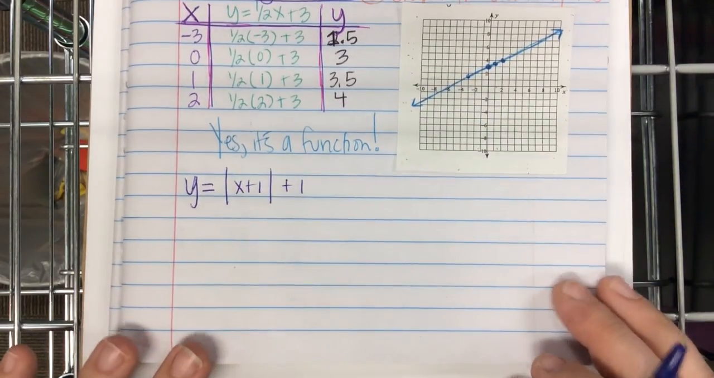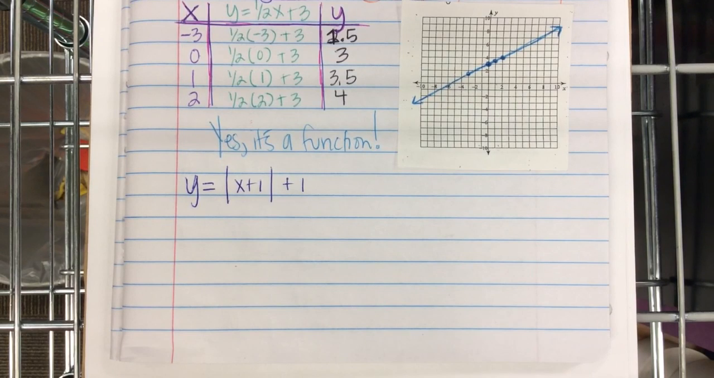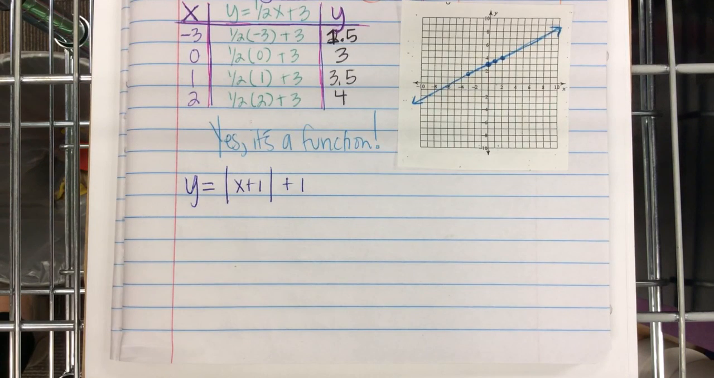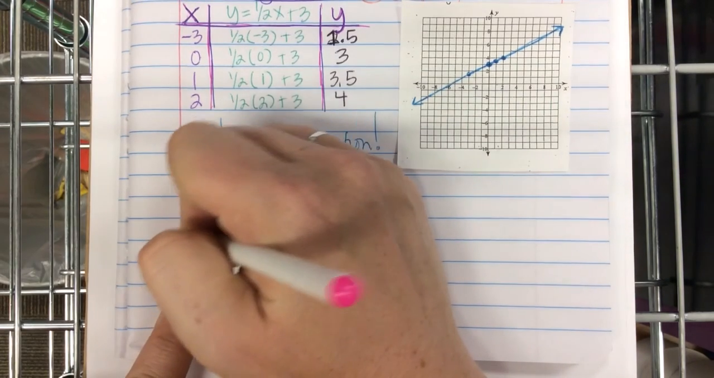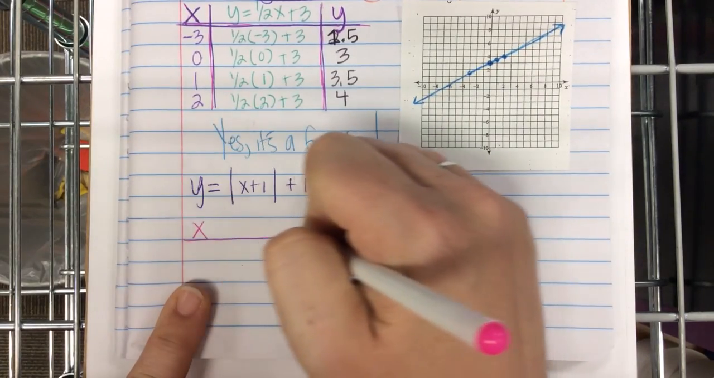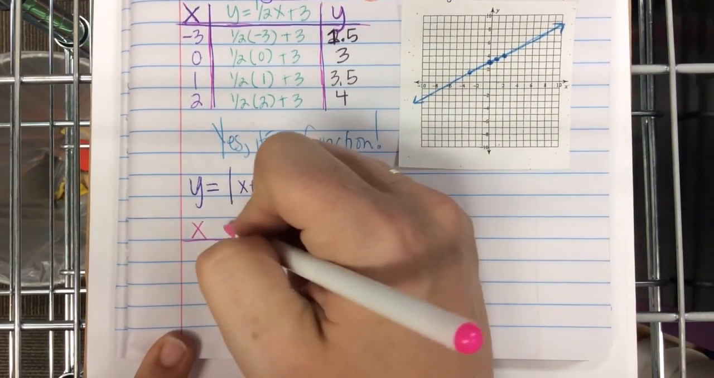All right, so let's try this one. Y equals the absolute value of x plus 1, plus 1. It's already in y equals form. So we make our table. X, Y.